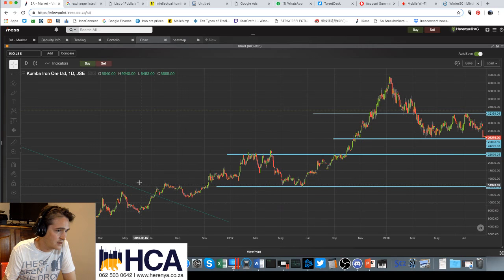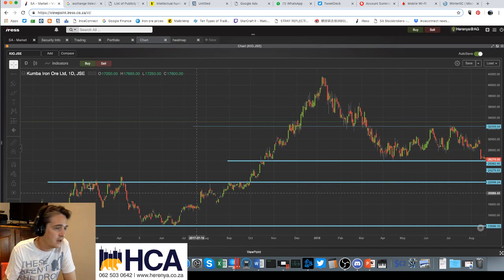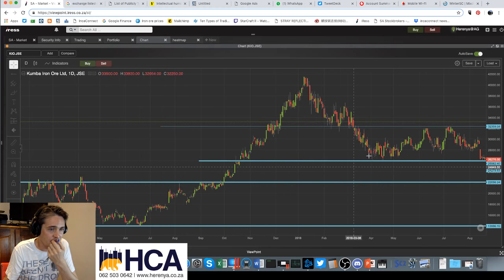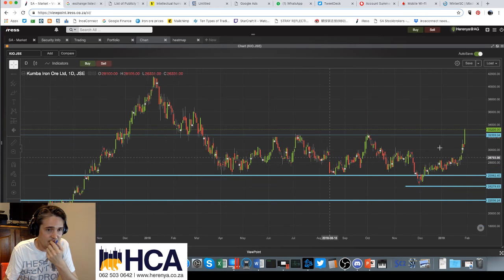Okay, because that is a bit of a level 2. So we want to maybe see a break and a pullback and a confirmation, or some sort of a proper consolidation. So here, see, there's no consolidation under this level before it breaks out.